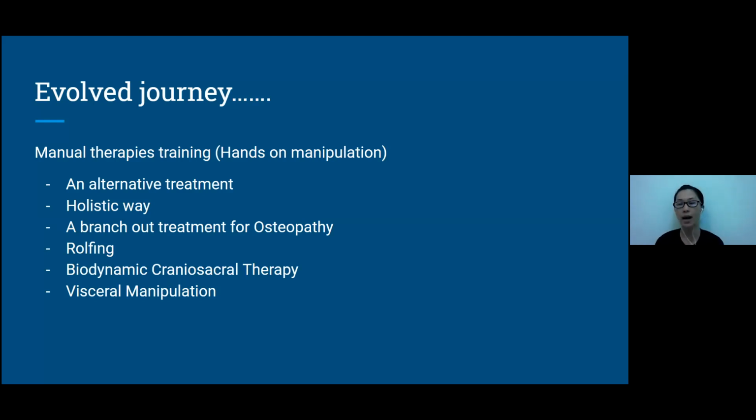So it's not just how do I fix this person, but what's the journey to help you understand your body more? Why do you need to do this? How and why, right? So it's a branch out of the treatment of osteopathy, if you have heard about that before. Rolfing is one of them. Biodynamic craniosacral, that's cranial, the head, and the sacral is our tailbone.